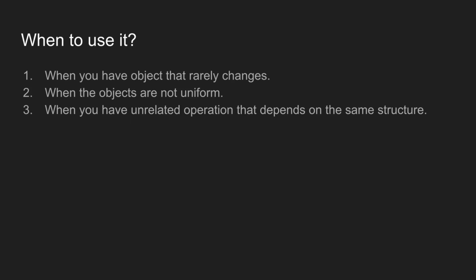Okay, and third is if you have unrelated operations that depend on the same structure. So that's the main use case of the visitor pattern. In the previous example, we had a file structure, right? And the file size and the other summary like user permission, those are two different operations. So all the file size related operations can go to the file size visitor, and all the user permission information can go to the user permission visitor, right? And all of these things can be separated out.